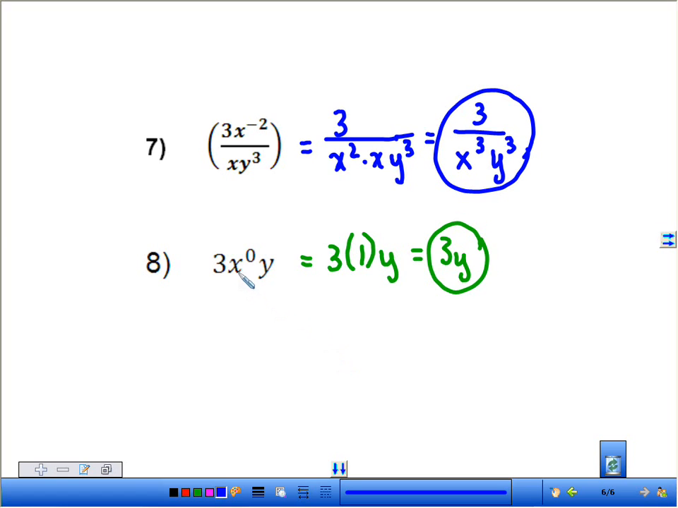Did you remember that x to the power of 0 is 1? That 0 doesn't go with this 3 because the 3 has an exponent of 1. And the y has an exponent of 1. The only thing that has the exponent of 0 is the x.